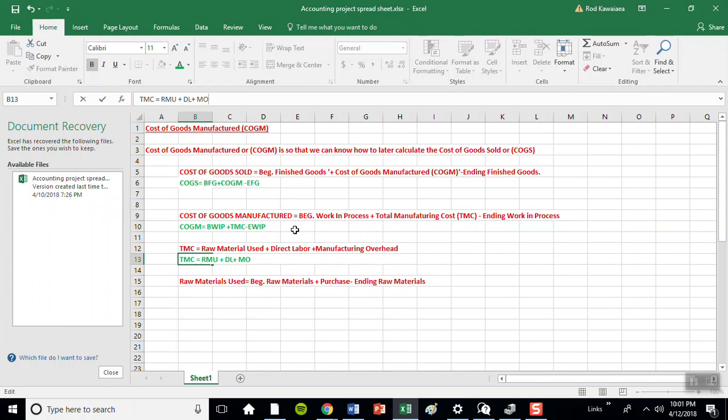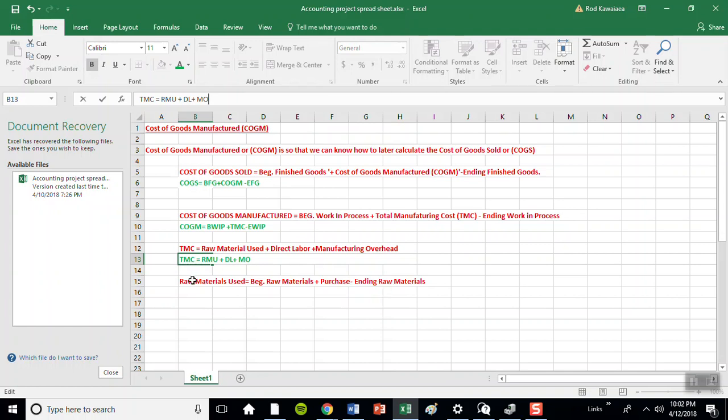However, in there it shows raw materials used, which is a periodical thing, because you have to remember that raw materials used is not the same as raw materials purchased. Raw materials used is the materials we use during the period given, say January 1st to December 31st. Raw materials purchased are the materials we purchased during that period.